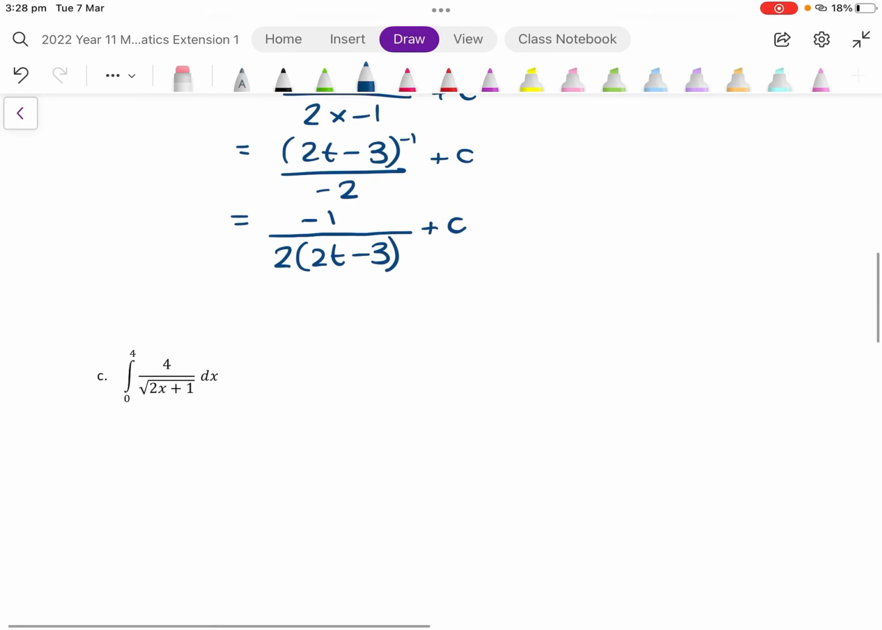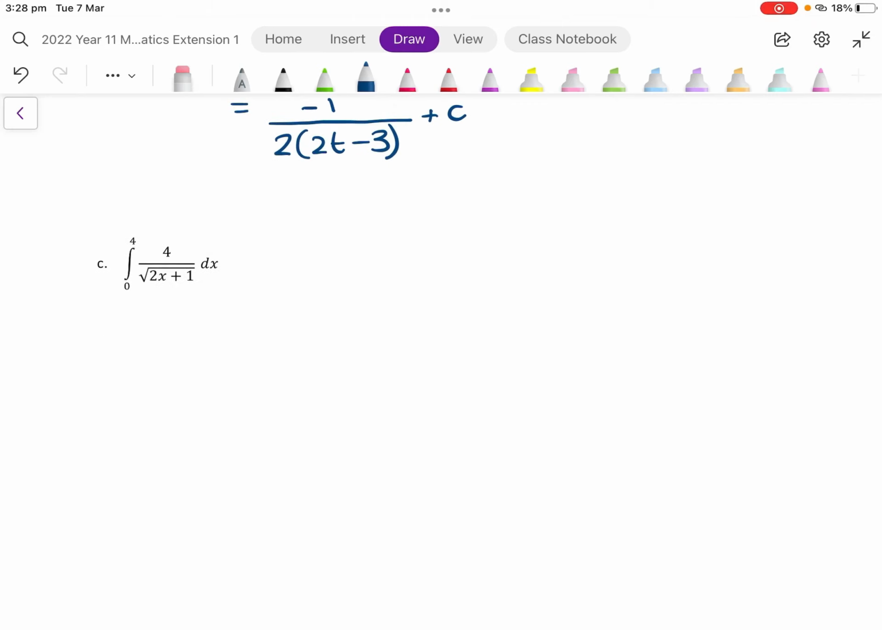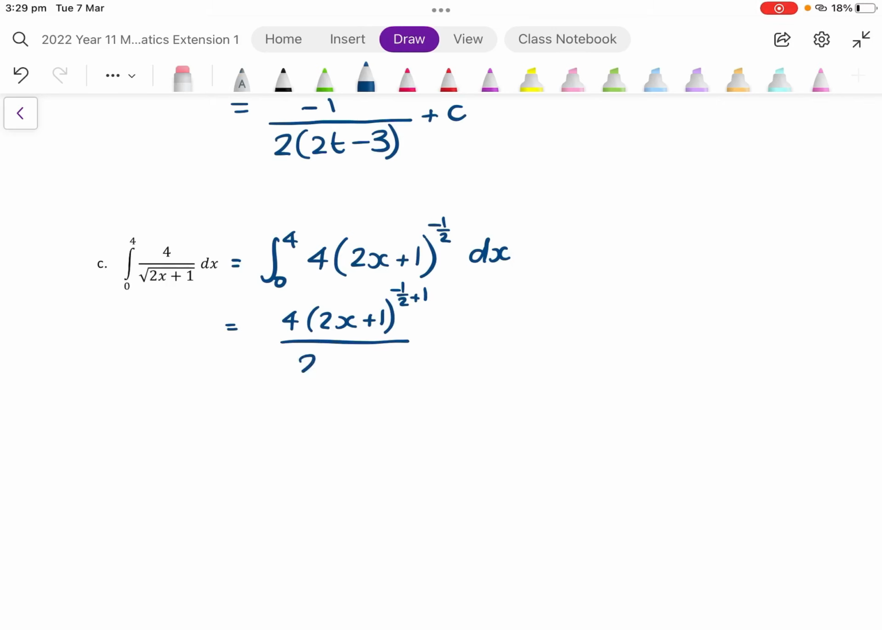Okay, example 4. We have the integral from 0 to 4 of 4 over the square root of 2x plus 1 dx. Again, we need to rewrite this without our surd in the bottom. So this is equal to the integral from 0 to 4 of 4 times bracket 2x plus 1 to the power of negative a half dx. Now we need to integrate this. So we write our 4 times bracket 2x plus 1 up the top, and we add 1 to our power, all over our derivative of the bracket, which is 2, times negative a half plus 1. And we have our values of 4 and 0 to substitute in.